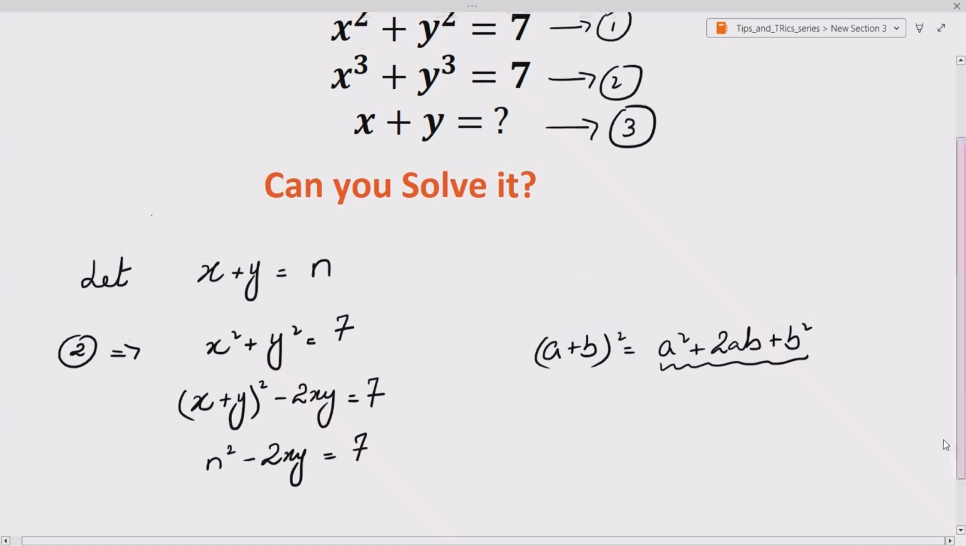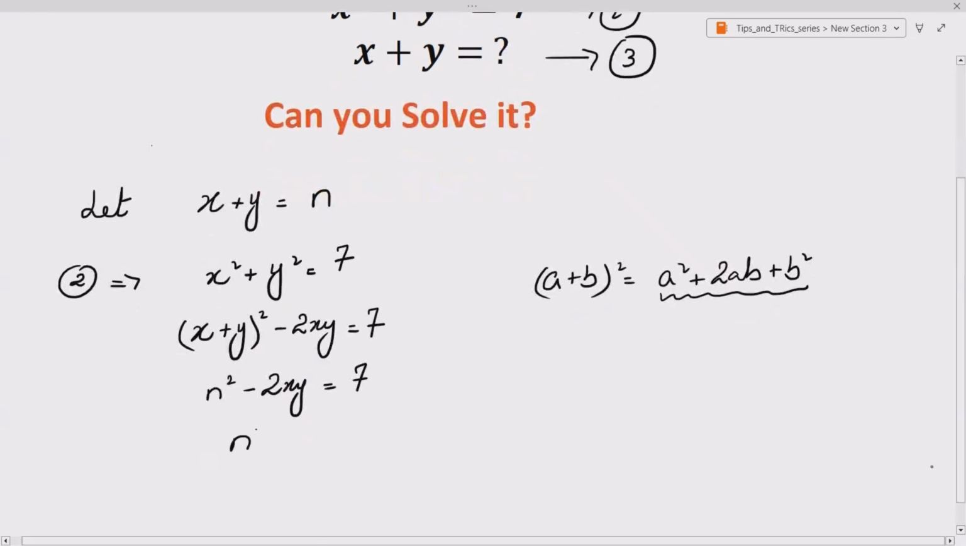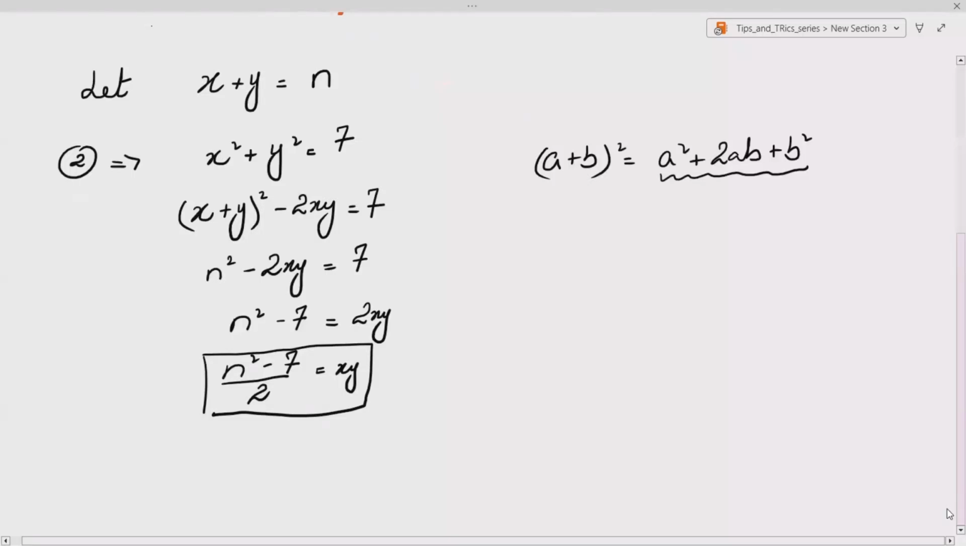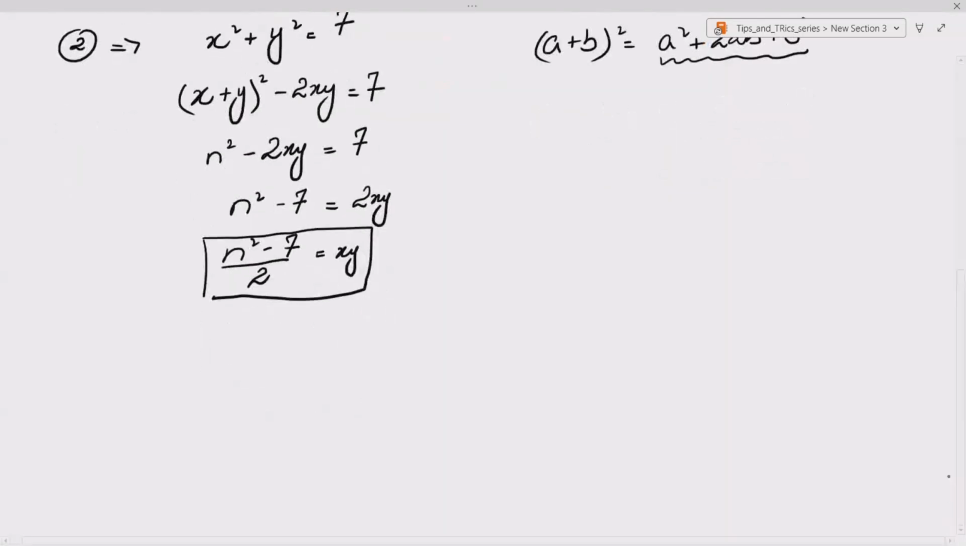Next, what we can do is take this n square as it is, minus 2xy goes here and 7 goes on the left hand side. So I can write it like this, n square minus 7 upon 2 equals xy. So what we did, we actually found out the value of xy. Okay, after that we have to take our third equation.